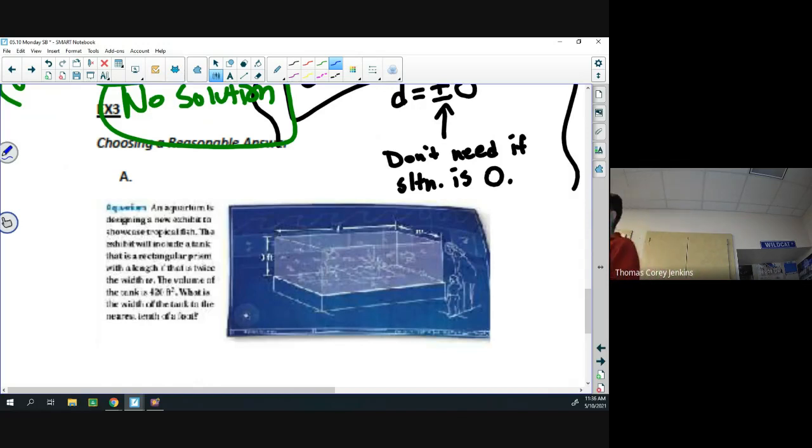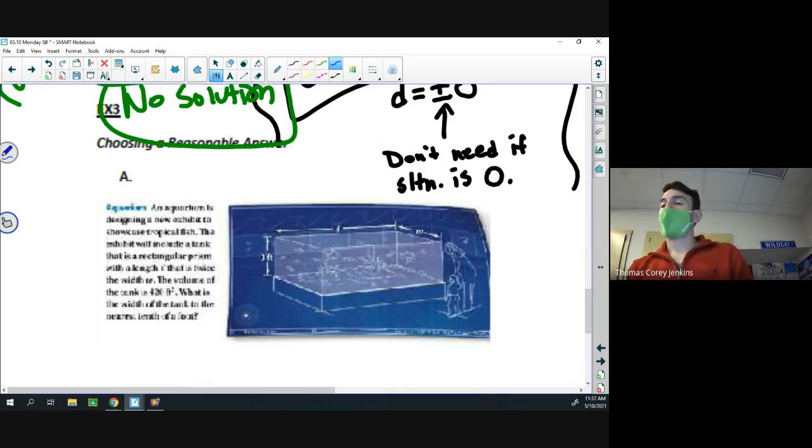It says an aquarium is designing a new exhibit to showcase tropical fish. The exhibit will include a tank that is a rectangular prism with a length L that is twice the width, W. Then they give us the volume is 420 cubic feet. What's the width to the nearest foot, it says.